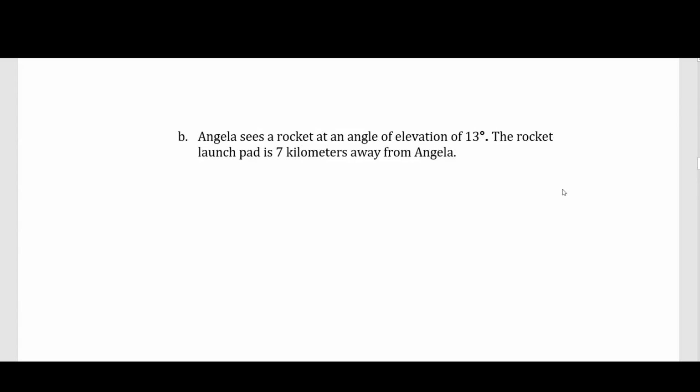Angela sees a rocket at an angle of elevation of 13 degrees. The rocket launch pad is 7 kilometers away from Angela. So here's where Angela is. And a rocket, so here's the rocket R. Angle of elevation, 13 degrees in there. And the launch pad, here's the launch pad, 7 kilometers away. So here's our angle of elevation. It goes up 13 degrees. There's our launch pad. There's our rocket up in the sky. And there's 7 kilometers distance between Angela and the launch pad.